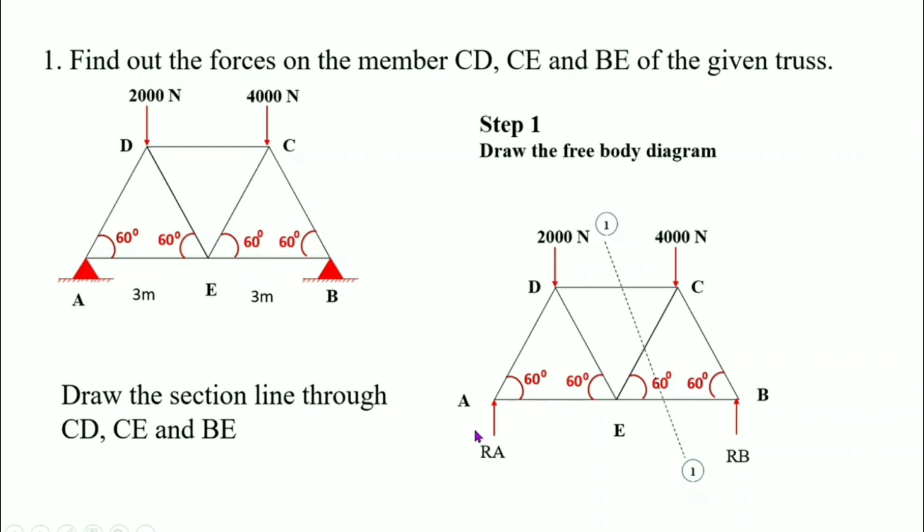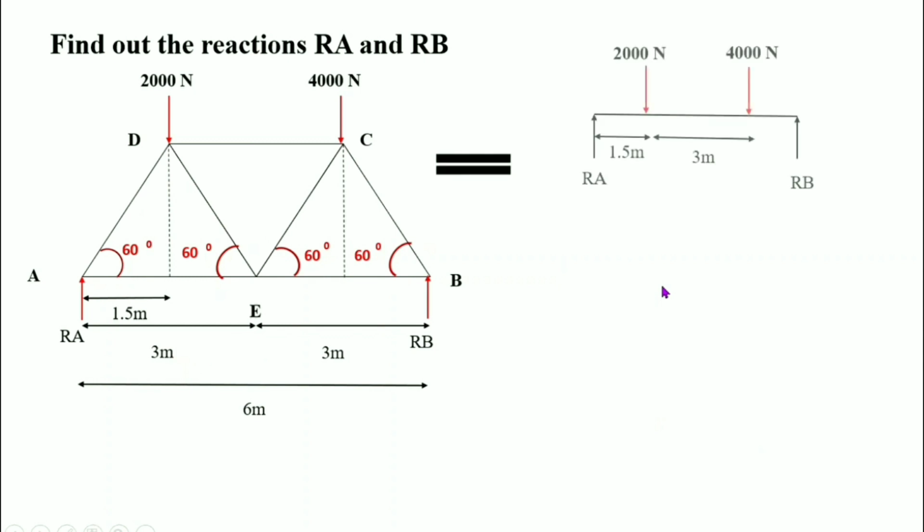Next, we want to find the support reactions RA and RB. To find the support reaction, total upward force is equal to total downward force. The total upward force in this truss is RA and RB. So RA plus RB is equal to total downward force, 2000 and 4000. So RA plus RB is equal to 2000 plus 4000, that is equal to 6000. Next, we want to find the moment about A or moment about B is equal to 0. Let me take moment about A is equal to 0.